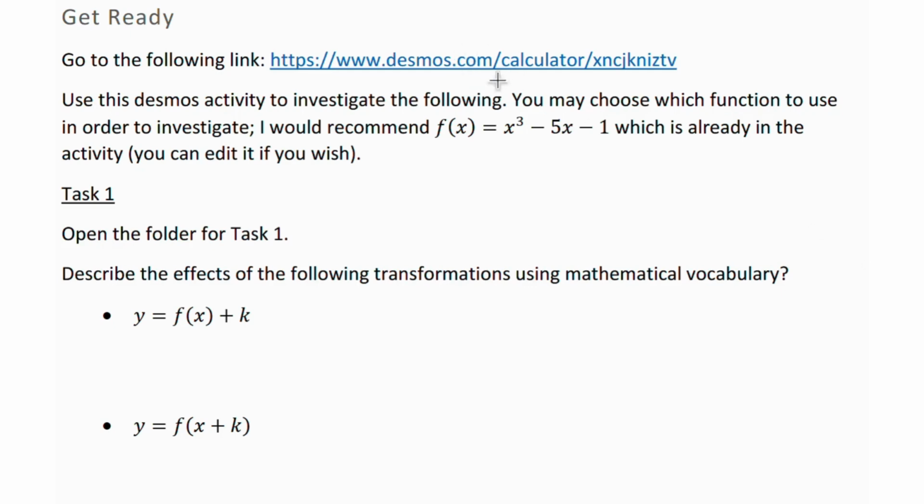It's important that you follow this link and have a go at this yourself before I go through these. So do that now if you haven't already.